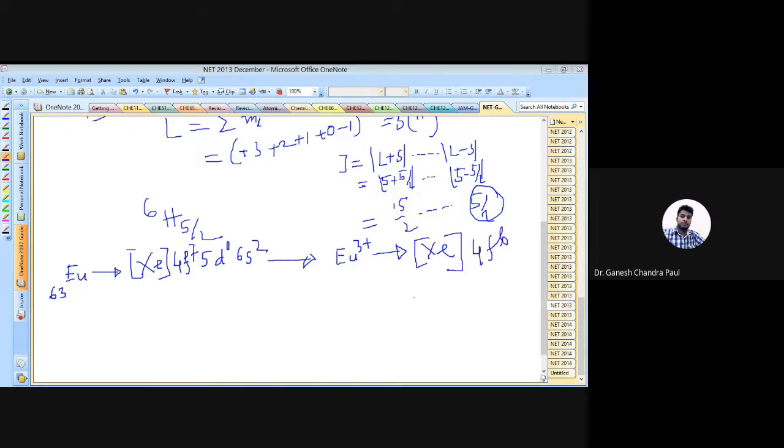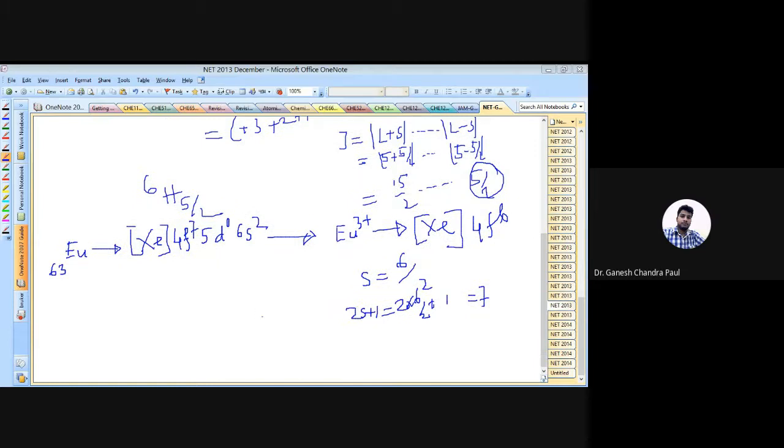Accordingly, if you try to find out the total spin value, from there you will get S equal to 6 by 2. The spin multiplicity value is also 2 into 6 by 2 plus 1, so it is coming around 7. Further, if you calculate the total angular momentum value, capital L, if you put all the values, it is coming around 3. So that relates to the F term.